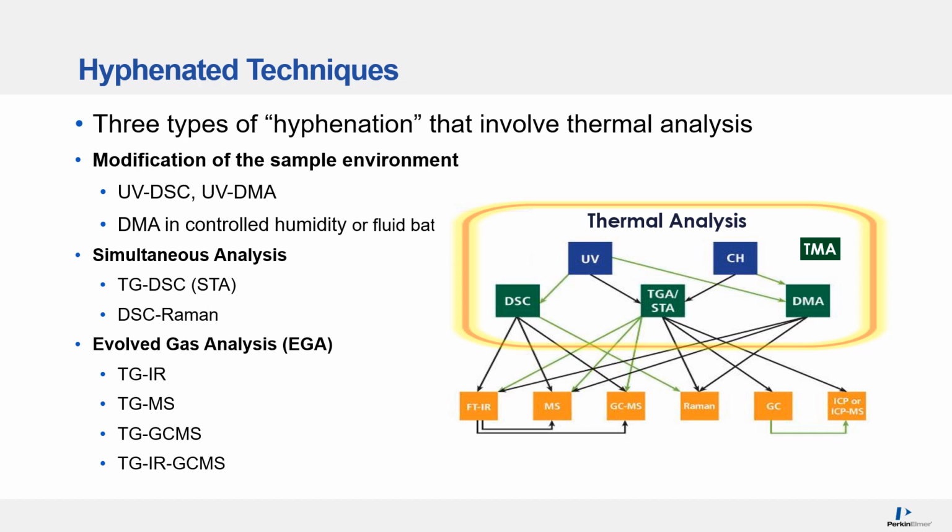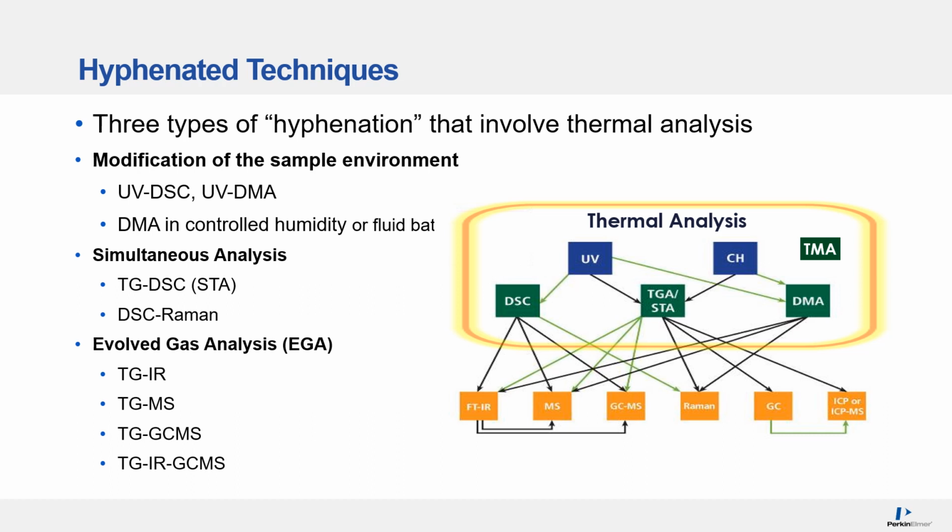The second type is simultaneous analysis. The sample can be measured by two techniques at the same exact time. An example of this is the TGA-DSC, aka an STA, short for simultaneous thermal analyzer. We've talked quite a bit about this throughout this talk, using the STA to be able to get both DSC and TGA signals at the same time.